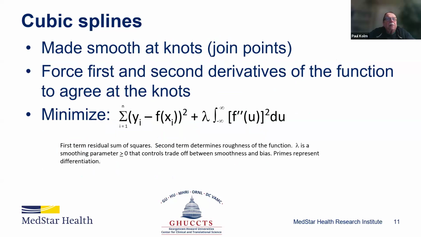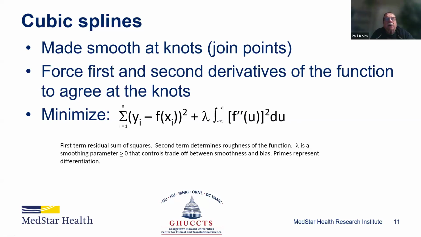And the cubic spline is basically set up to make the points where we join at the knot smooth. And so the function here that we minimize is what I've given here. I'm not going to go through this in any detail, but basically this is the residual or the error sum of squares to begin with, and so we want to minimize that. And then lambda is a smoothing parameter that controls the trade-off between smoothness and bias. And then our function that we use for the cubic spline.